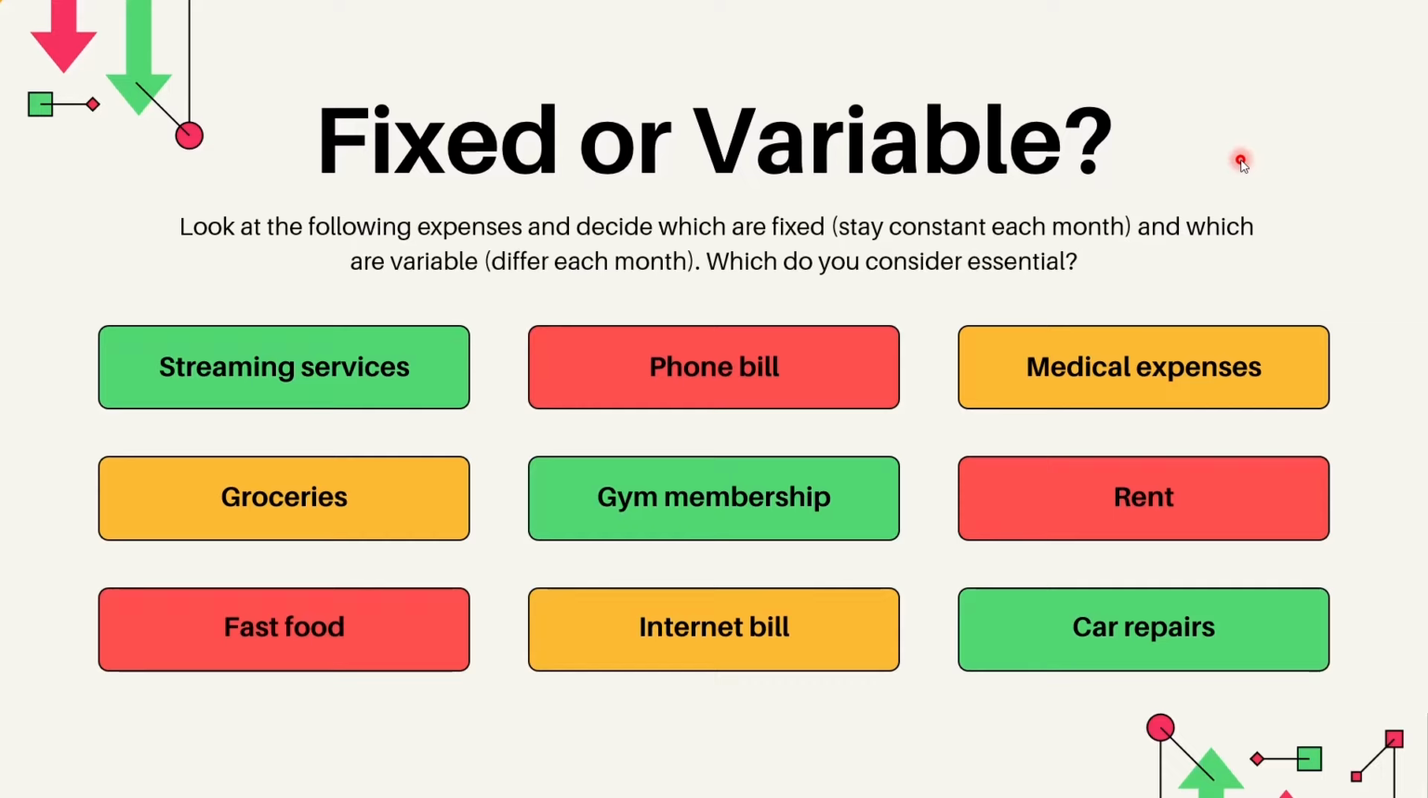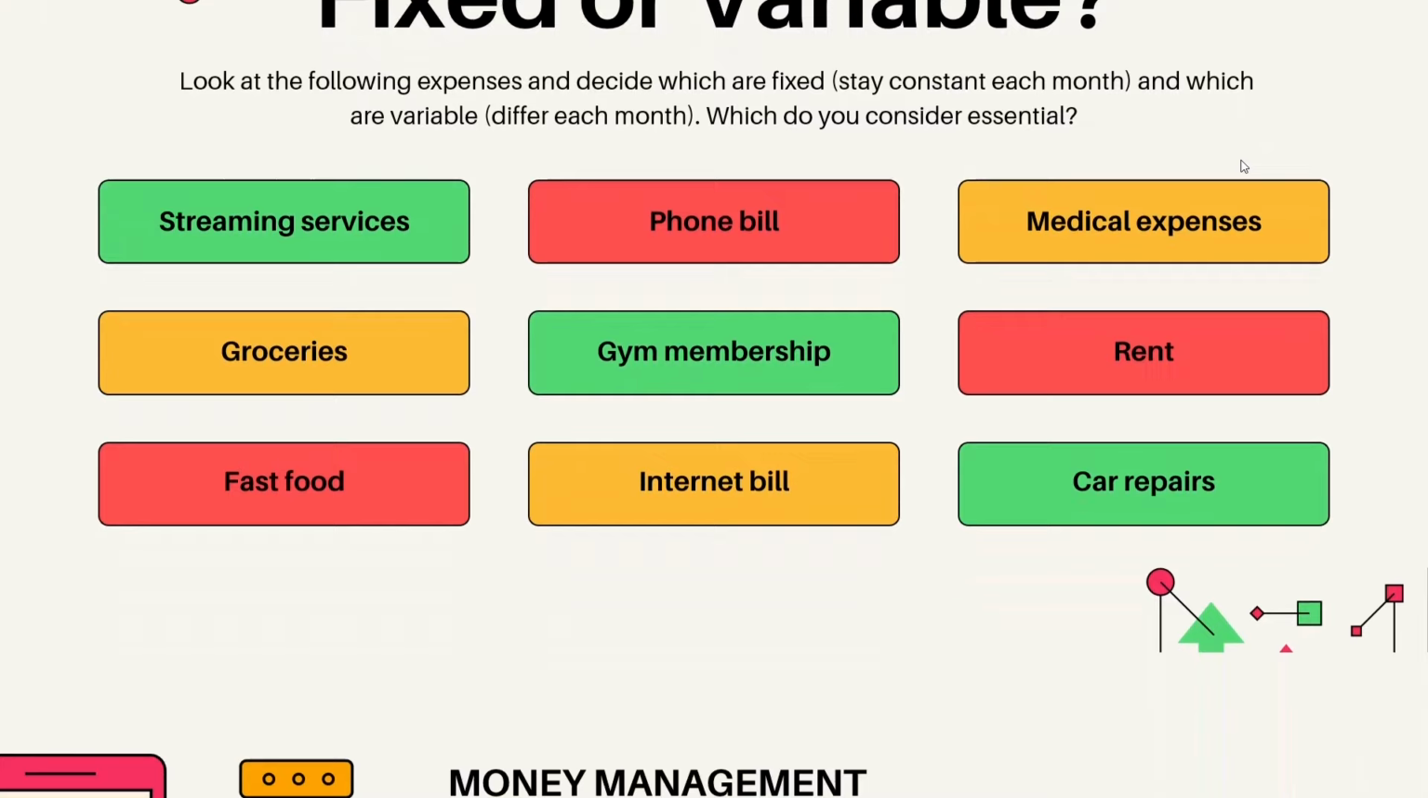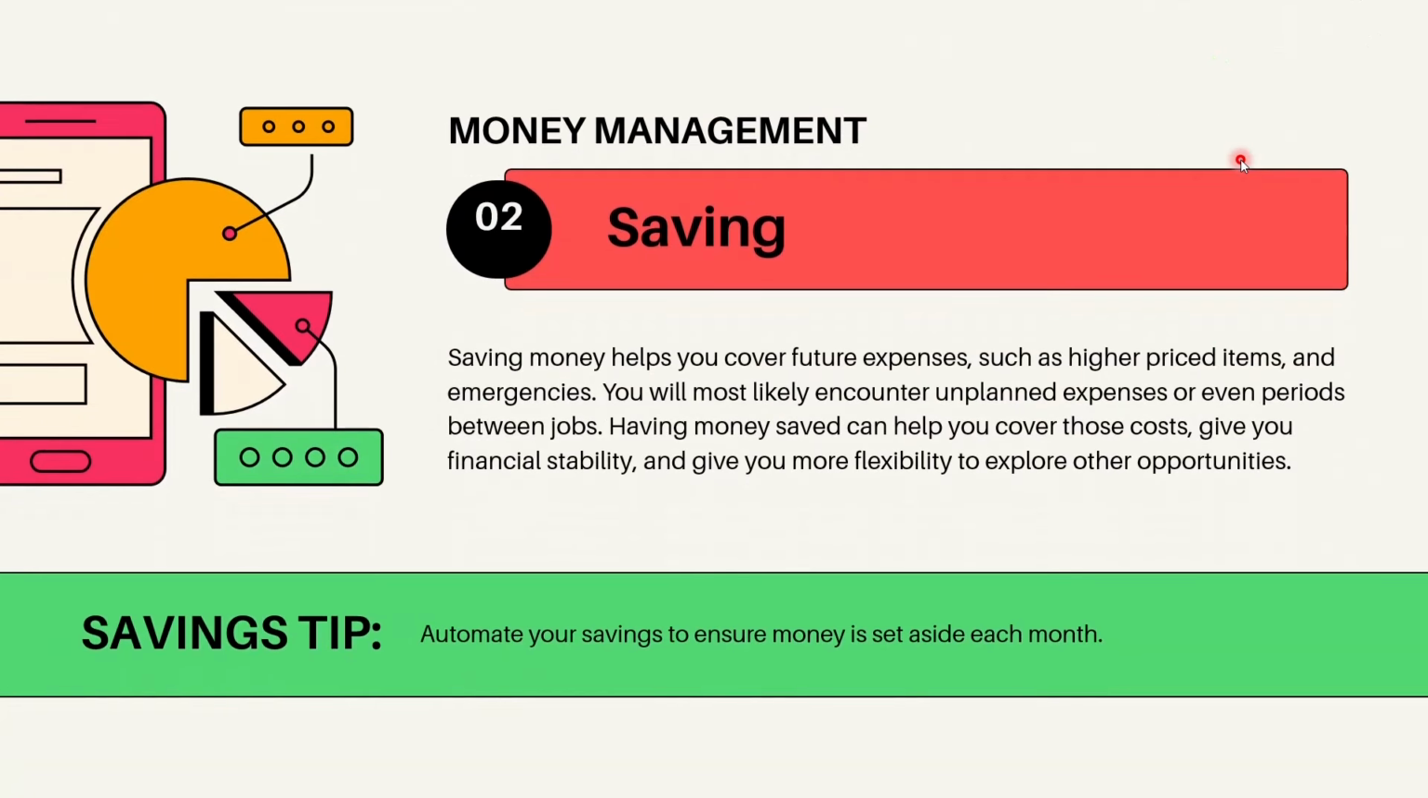And if you do not differentiate between the fixed and variable items of your expenses, you are unable to define your budget. Now the second tactic for smart money concepts relates to saving.